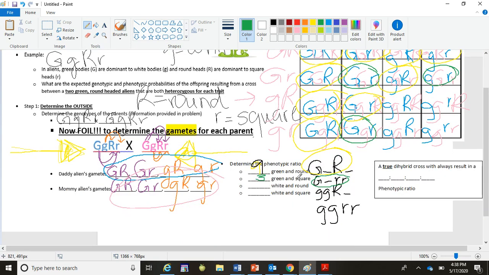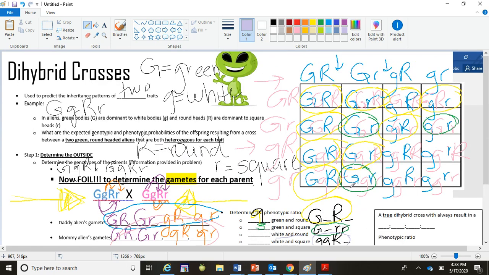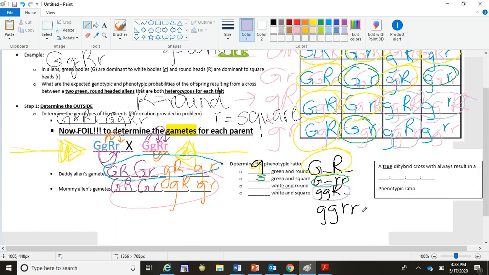Green and square. And then white and round, meaning two lowercase g's and one capital R. I'll do in this gray color. Two lowercase g's and one capital R. Two lowercase g's and one capital R. And two lowercase g's and one capital R. There's going to be 3. And then lastly, white and square is going to have all recessive. It's going to be this purple color. And we only have 1 white and square.